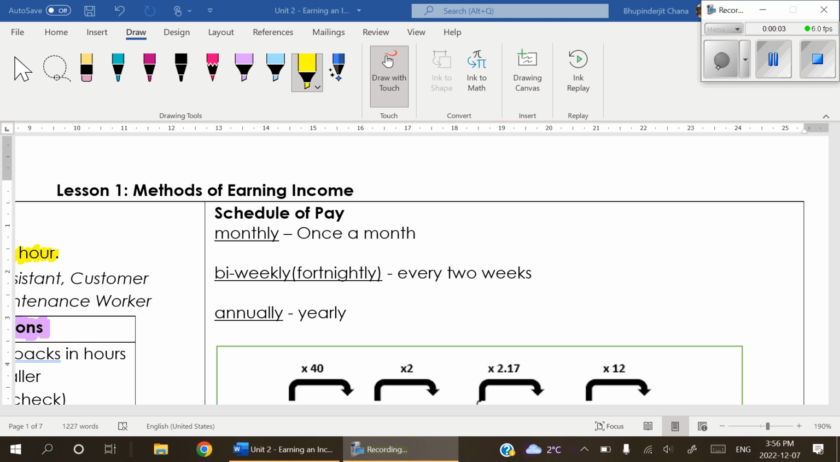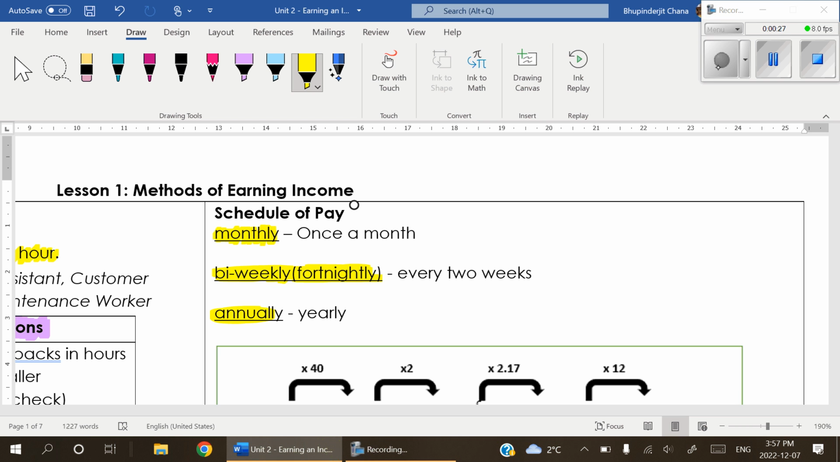Schedule of pay basically means how often you get paid. If you get paid monthly, that means it's once a month. If you get paid every 2 weeks, we can call that bi-weekly, or in some cases, they'll call it fortnightly. They both mean the same thing. They both mean you get paid every 2 weeks.